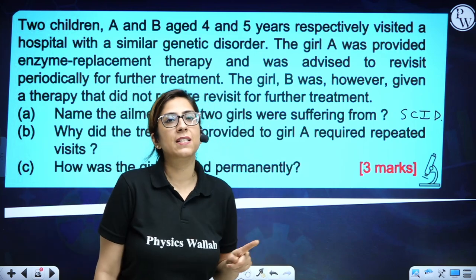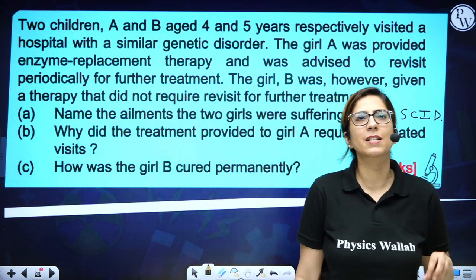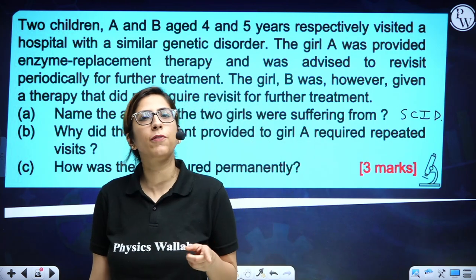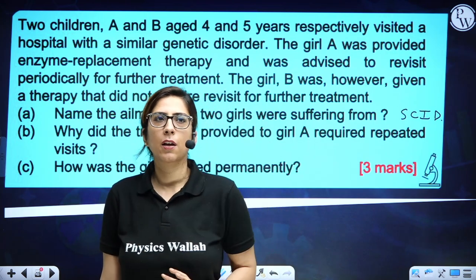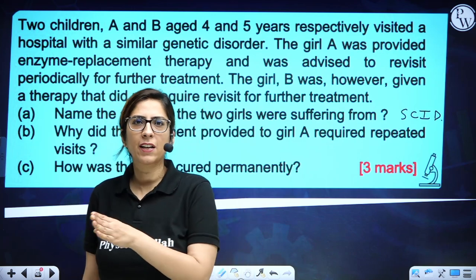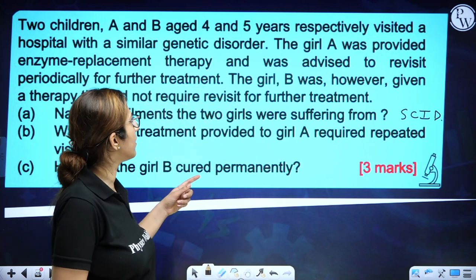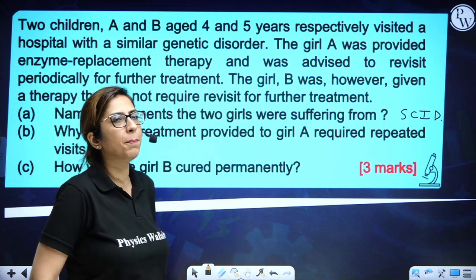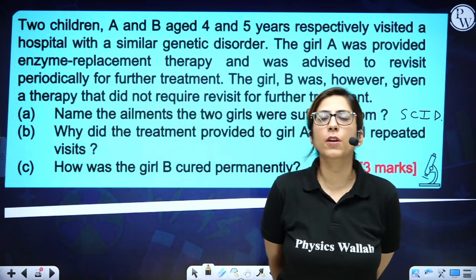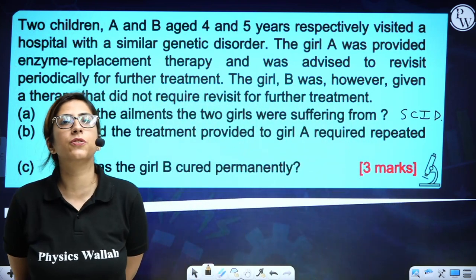One of the treatments is enzyme replacement therapy, where this enzyme adenosine deaminase is given to the patient periodically, because that will be helpful for the further formation of an immune system. So periodically it is given, like a normal insulin injection we are taking. Now second thing is, the second girl was given a therapy where she was not supposed to come again and again, because the therapy given to her is gene therapy.